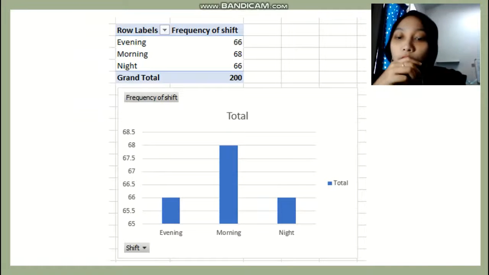Finally, we can observe from the shift analysis that the morning shift has the highest productivity with a frequency of 68, followed by evening with 66 and night with 66. Evening and night produce the same amount of material, whereas the morning produces the most.